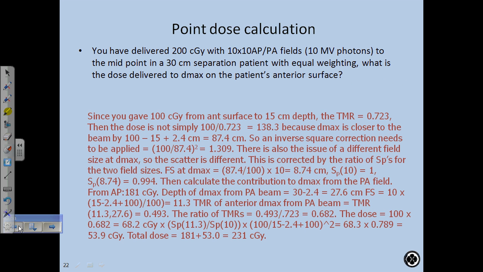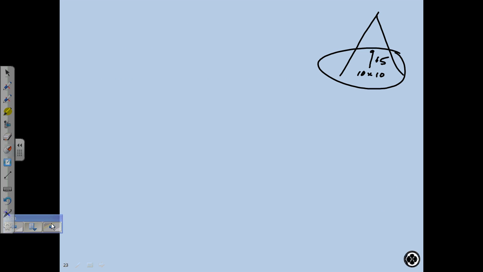Oh, okay. So we need to calculate MUs first. We have centigrays. We can calculate it as ratios. You can ratio that out. You could do it that way too. You can calculate the monitor units and then figure out what the dose at Dmax is, or you could ratio it out. So yeah, I'll show you one way. You guys can do the other way.